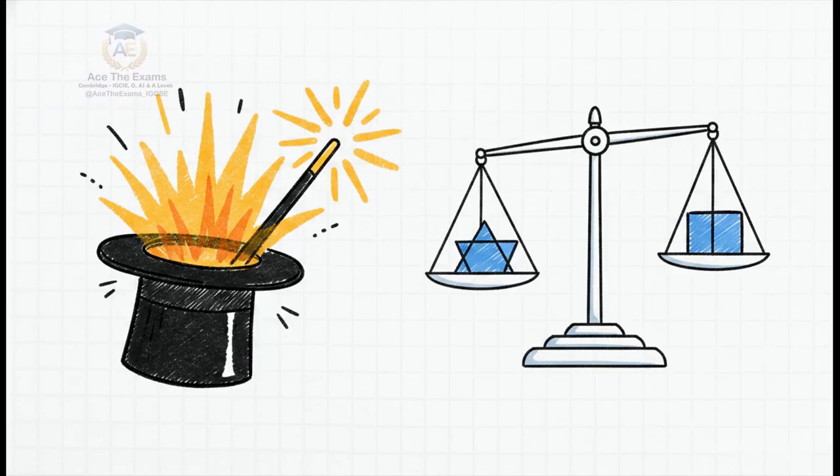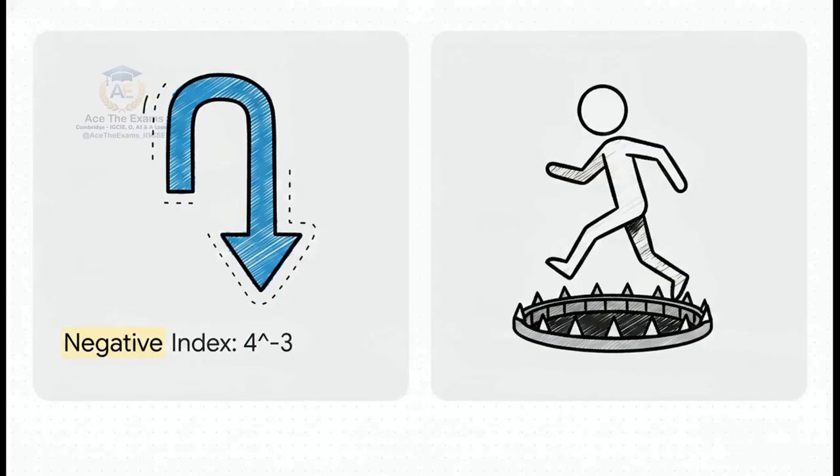Therefore, a to the power of 0 mathematically must equal 1. It's perfectly logical. Our rushing student, Sam, would just write 0 and lose the mark, but now you know the secret. And this builds our understanding further right into our next trap, negative indices.